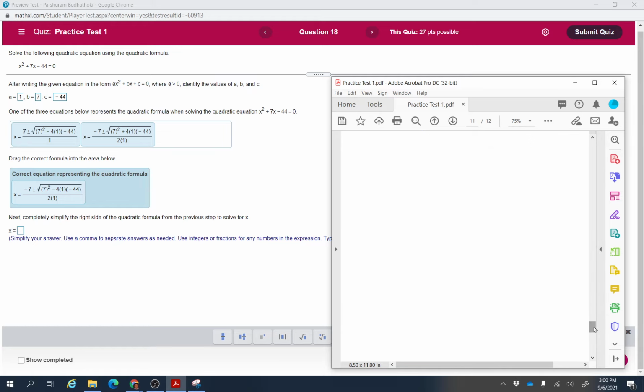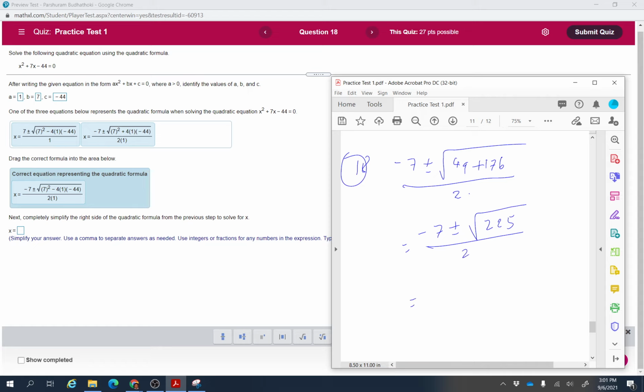So in our case, if you do the calculation, which is problem 18, negative 7 plus minus 7 square means 49 plus 176, divided by 2a. So that is negative 7 plus minus square root of 176, so that means 225. What is 225? It's 15 squared, so it will be negative 7 plus minus 15.